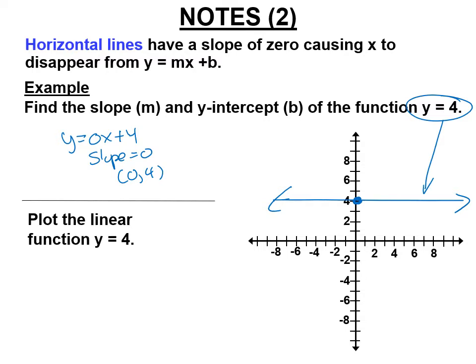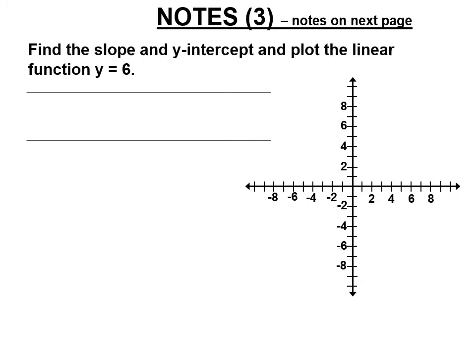All right. I skipped ahead and already plotted it. The slope was 0. The y-intercept is (0, 4). A horizontal line looks like that. There's no x in the horizontal line linear functions. Okay, so there are notes on the next page. Find the slope and y-intercept and plot the linear function y equals 6. So y equals 6. (0, 6) is our y-intercept. The slope is 0.